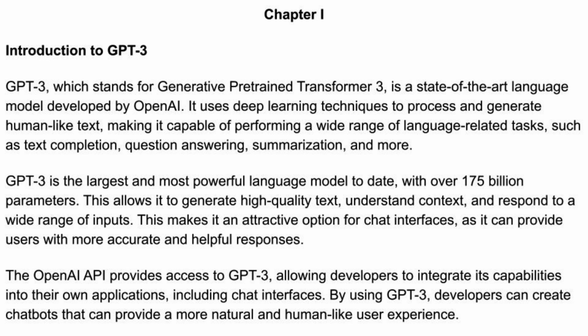GPT-3 is the largest and most powerful language model to date, with over 175 billion parameters. This allows it to generate high-quality text, understand context, and respond to a wide range of inputs. This makes it an attractive option for chat interfaces, as it can provide users with more accurate and helpful responses.